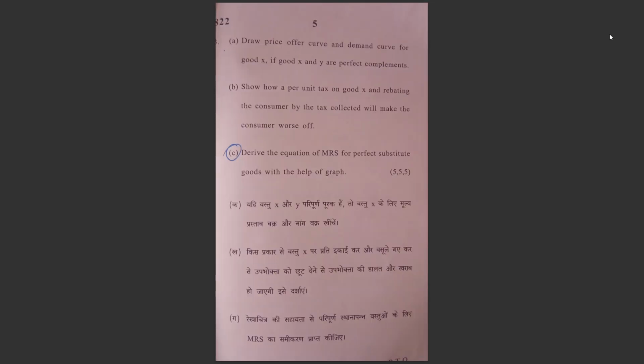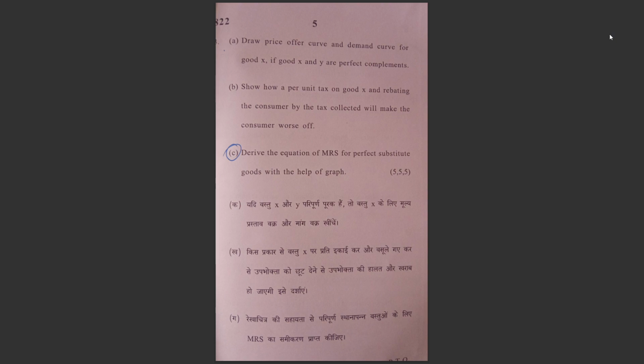So next is the third question. The third question also has 3 subparts, equally divided with 5 marks each. A: draw the price offer curve and demand curve for good X if goods X and Y are perfect complements. Again it is in the reading, we have discussed it.